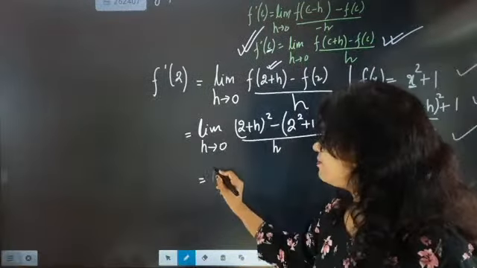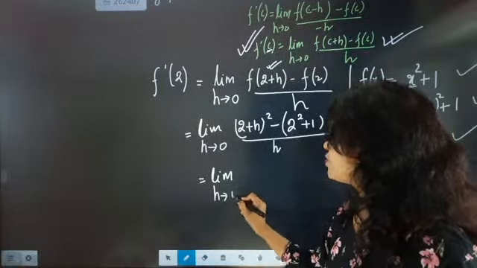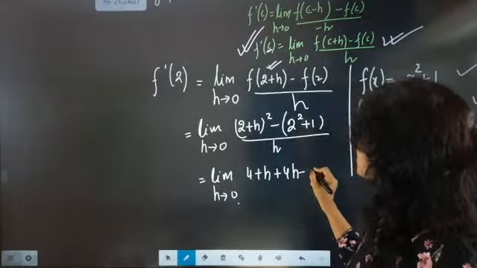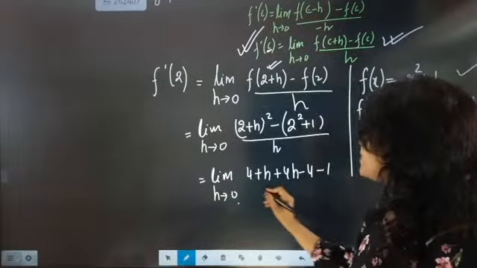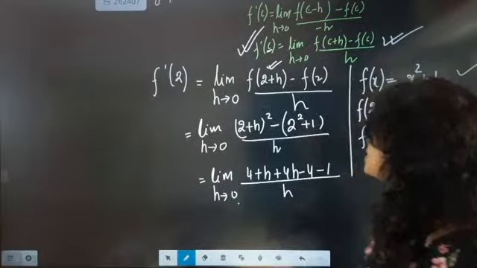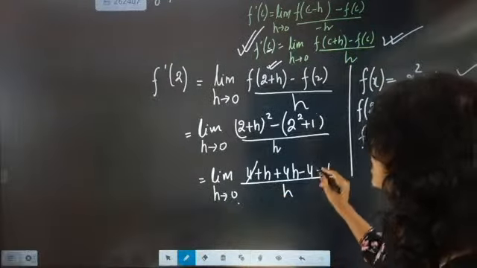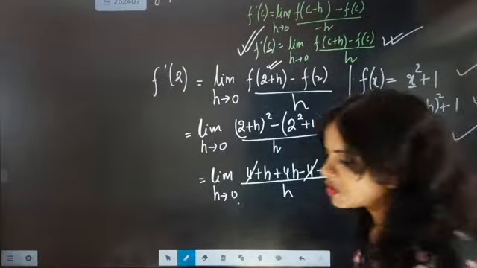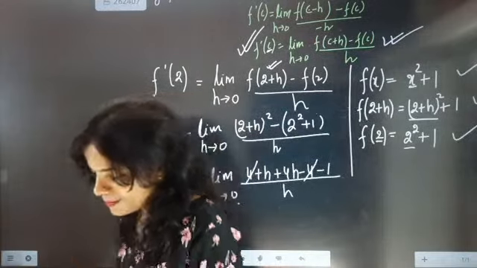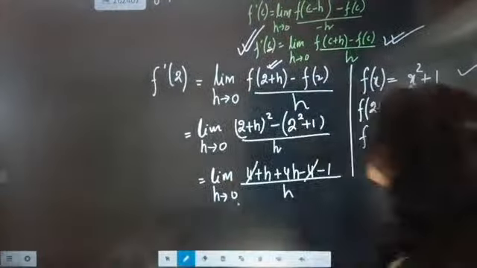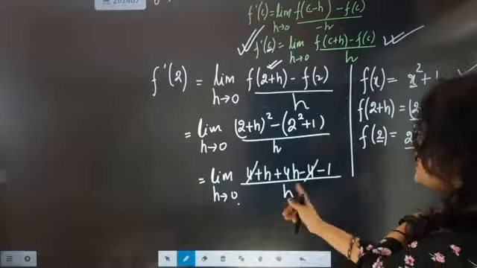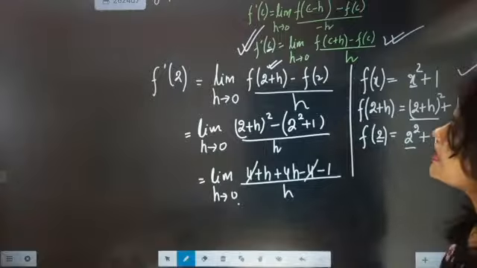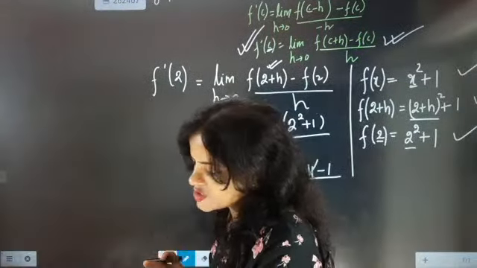Next step: limit h tends to 0, (4 + h square + 4h minus 4 minus 1) by h. So now here plus 4 and minus 4 will get cancelled. Are you understanding? Plus 4 and minus 4 will get cancelled. Here it is going to be 4 + h square + 4h, and here 2 square plus 1 is there, since it is x square plus 1.